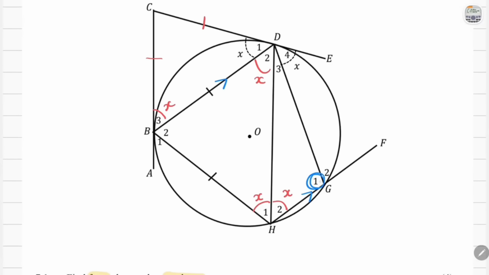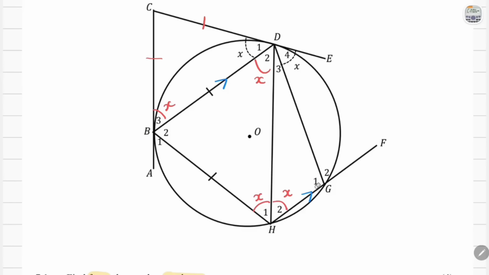Okay, so I'm looking at this, and after looking at this, I just realized that I can't really see angle G1 immediately being equal to 2x. But I do see this, okay, because I was looking for an exterior angle in this triangle, and this is already an interior angle.